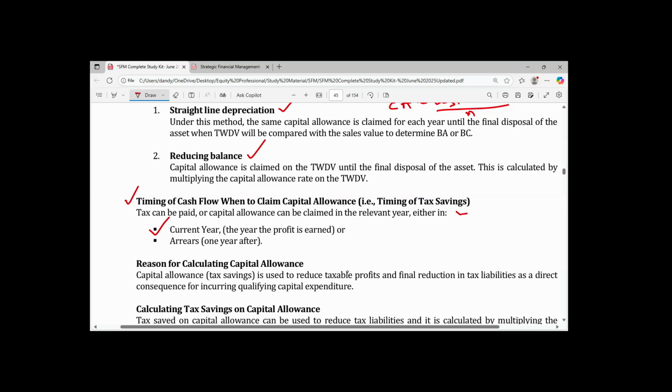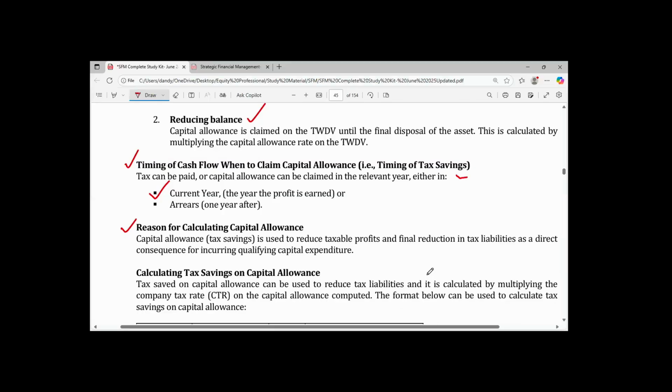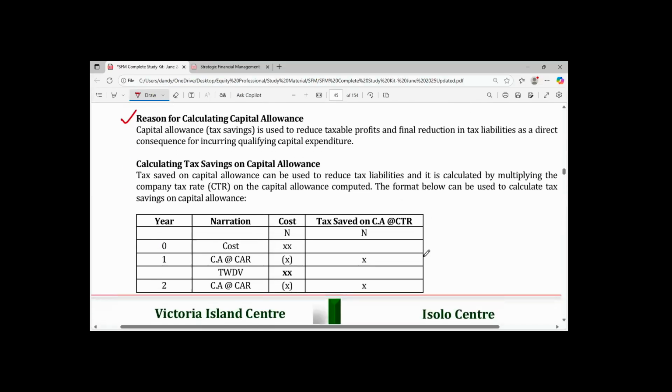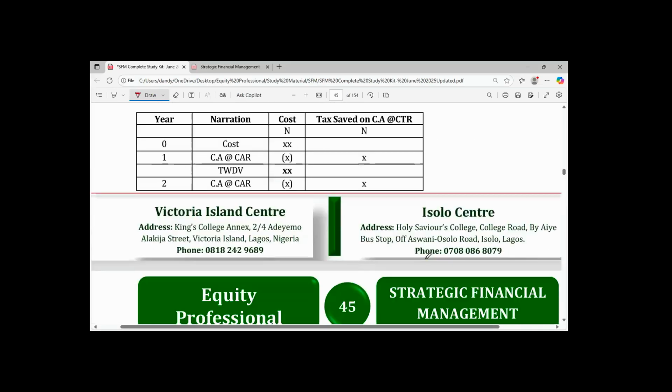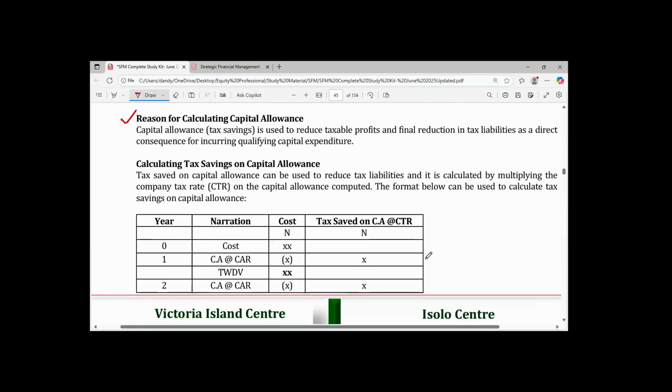Now, I've already said it before, reasons for calculating capital allowance. The essence of capital allowance is to reduce tax liability. So you want to reduce your tax liability. That's why you are claiming your capital allowance. And you must claim the capital allowance before you calculate your tax liability. Finally, under this, how do you calculate tax saved on capital allowance?